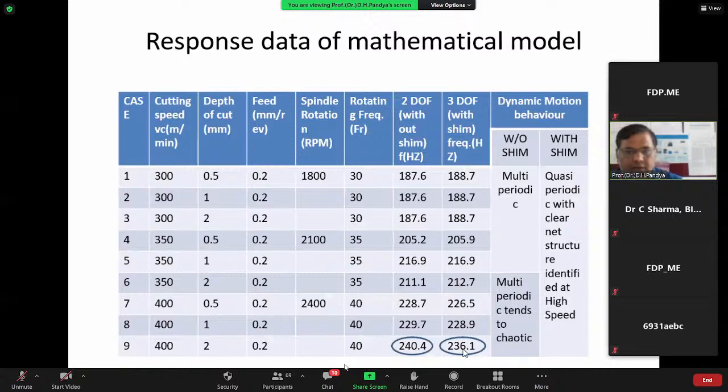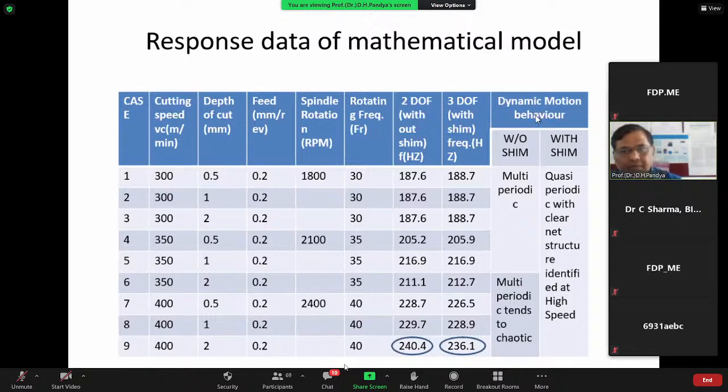When we observe that, it is very clear that as we increase the speed, the utility of SIM is more effective. At low speed, we do not have much variation in the frequency. But as we increase the speed, there is a little change in frequency, right? And that is more effective when we talk about chatter.